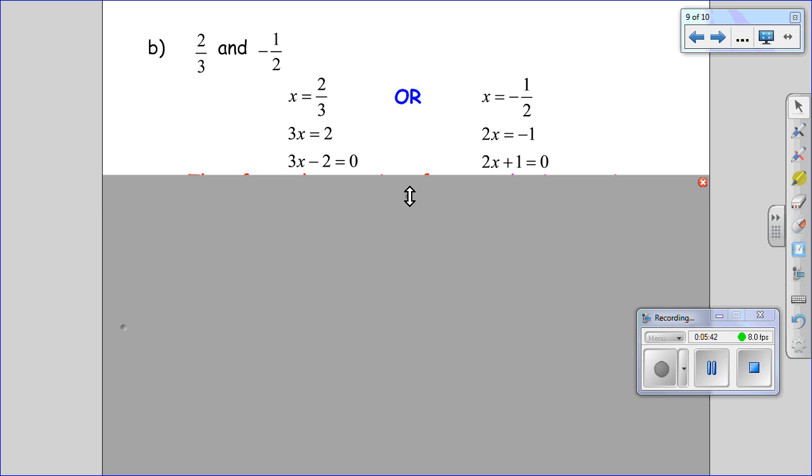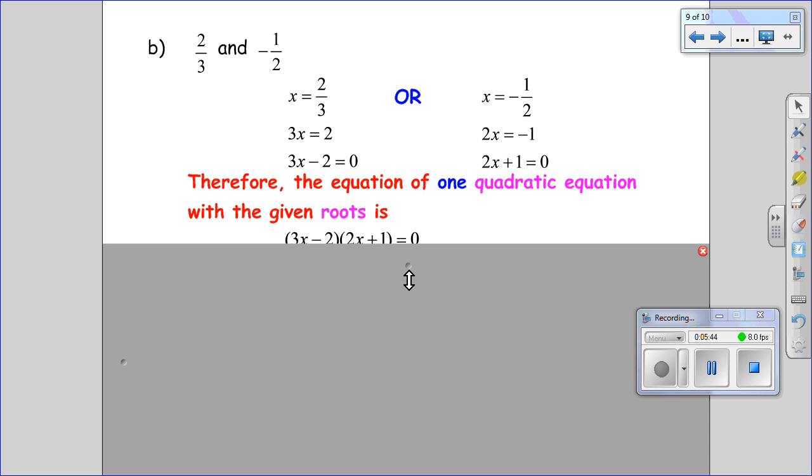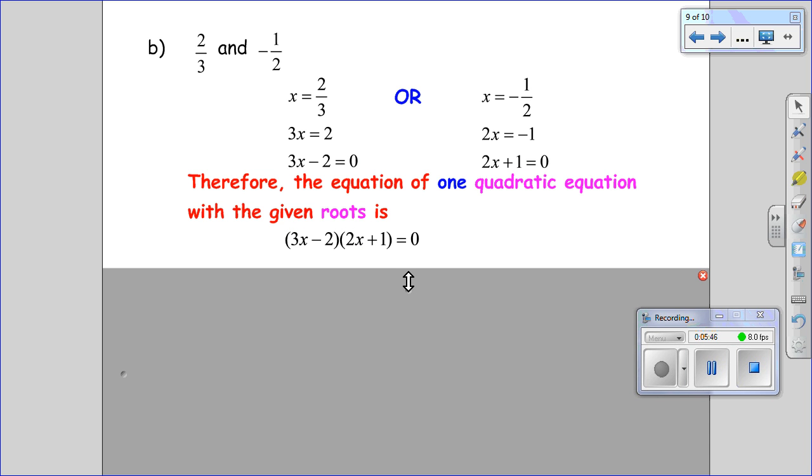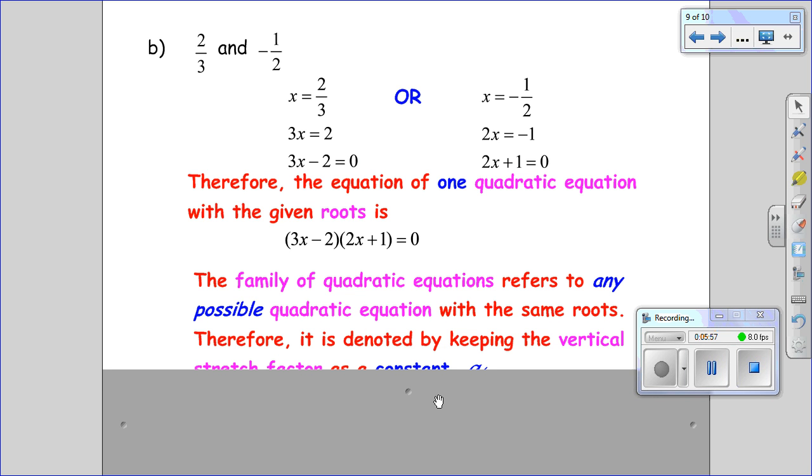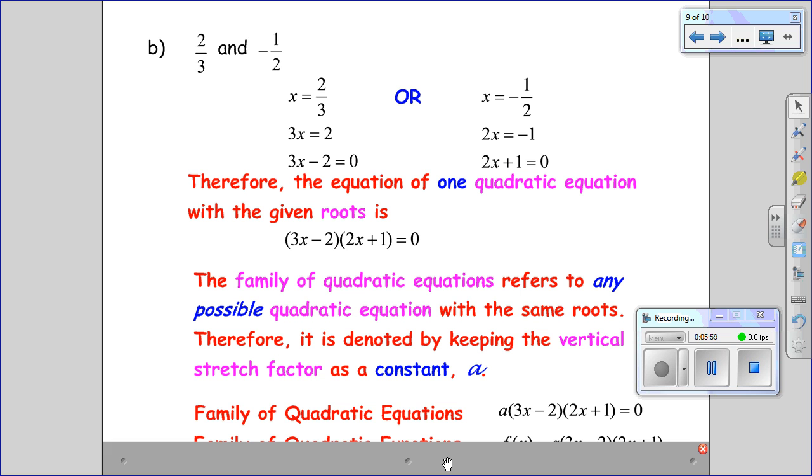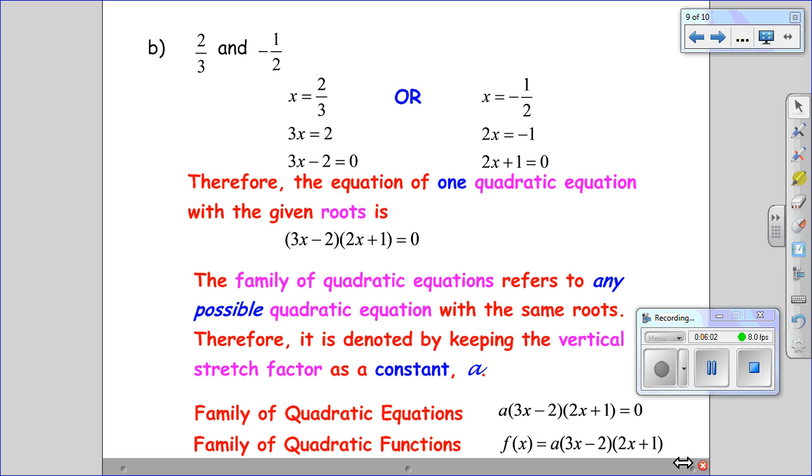And just like we did with the last equation, we multiply the two factors, set it equal to 0, and I have one quadratic equation with the given roots. If I want the family of quadratic equations, I'm just going to put an a in front. If I want a family of quadratic functions, I am just going to switch it up and put it as f of x equals a times 3x minus 2 times 2x plus 1.